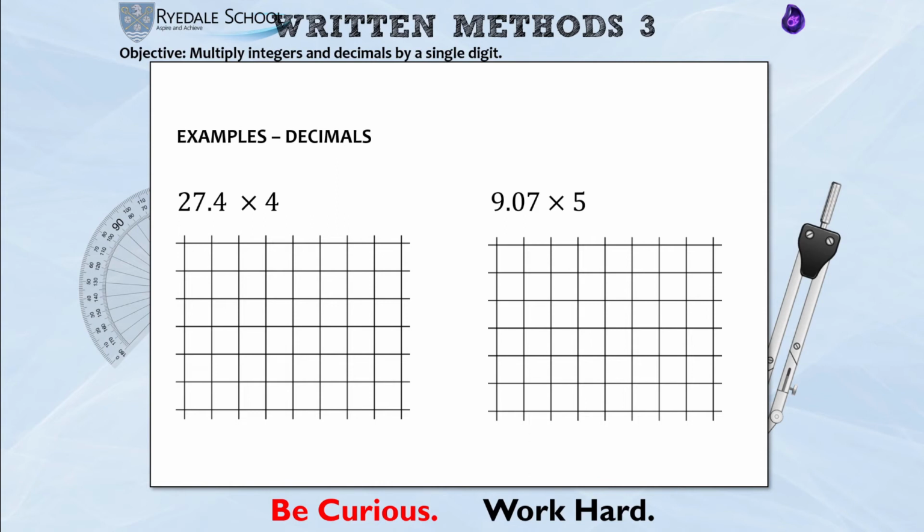What I mean by that, you might write 27.4 times 4 either like this. That's where I've put a decimal point on a line, or you might prefer to write it in one of the squares. And I think that's what I will do today. I will write 27.4 times 4.